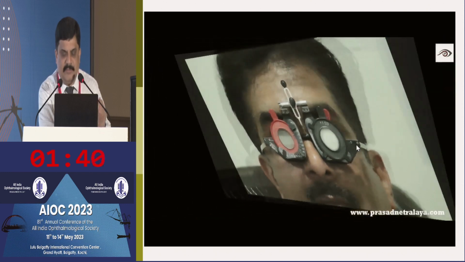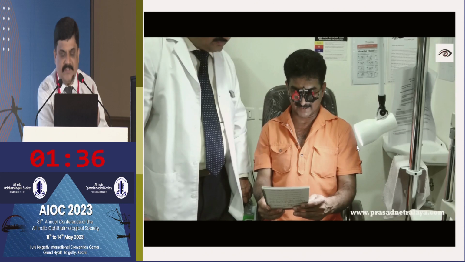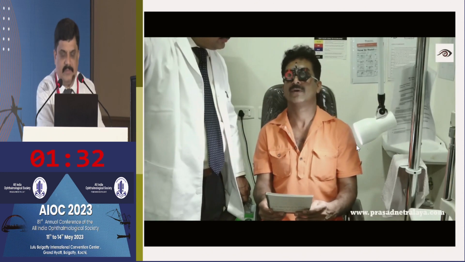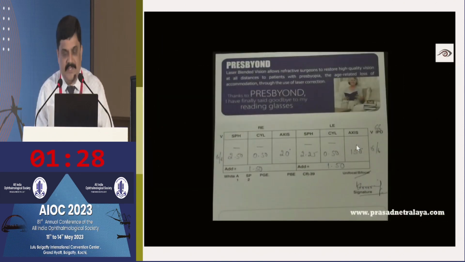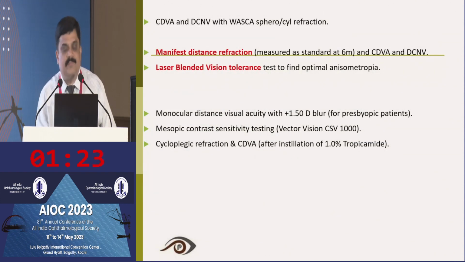Then tell him to read with the same correction on for distance, and tell him to read for near vision. If the patient doesn't complain of any cross blur or double vision, these patients do really well. If the patient complains of any cross blur, sometimes you may have to repeat this. If they still complain, these are the patients I am not taking for any of these laser refractive presbyopic surgery.